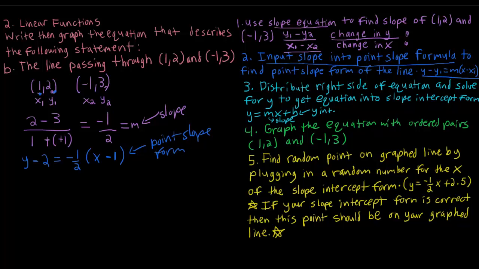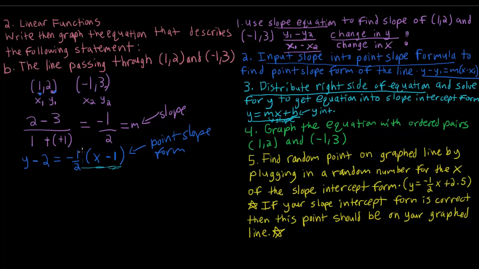Okay, step 3. Step 3 wants us to go ahead and distribute the right side of the equation, which is this right here, and it wants us to solve for y to get the equation into slope-intercept form, which is y equals mx plus b, as you can see right here. And m is your slope, and then b is your y-intercept.